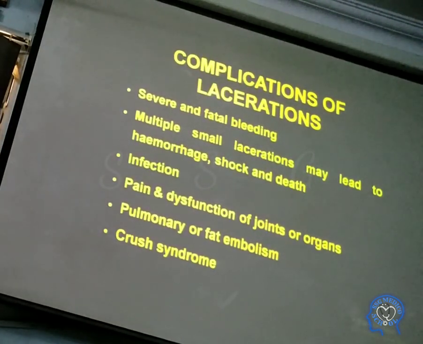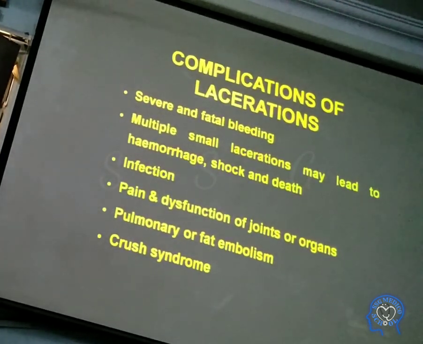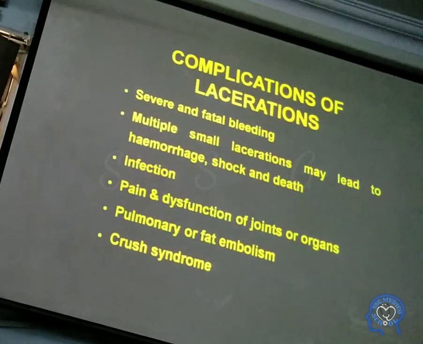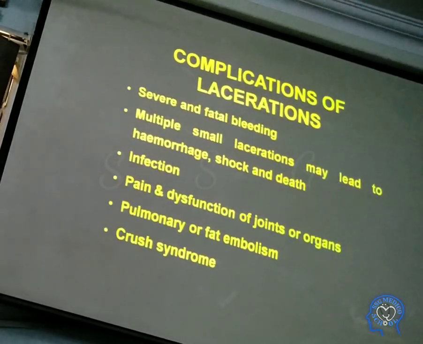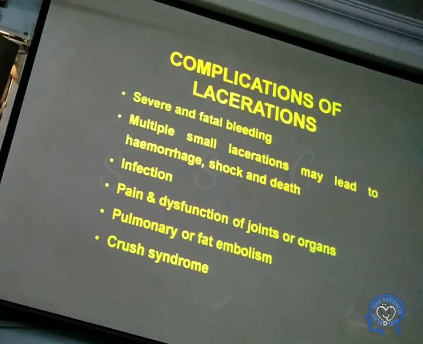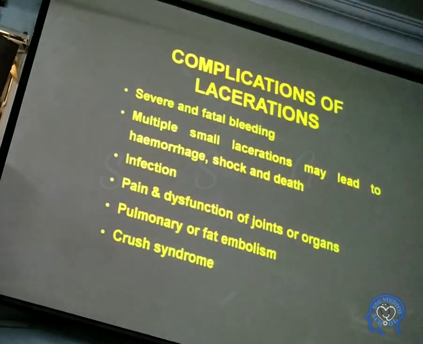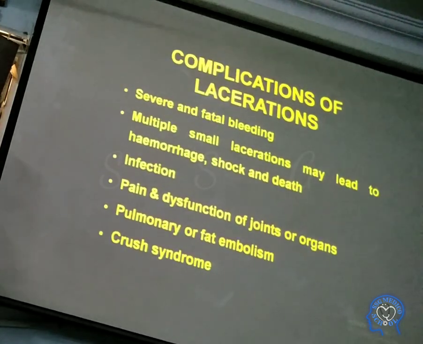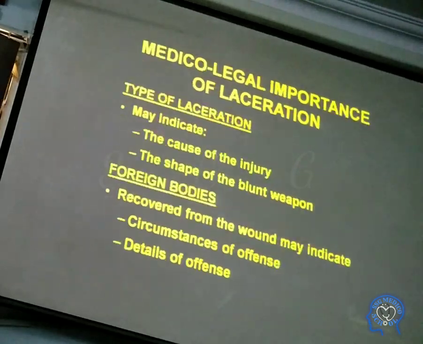Complication of laceration: severe bleeding. Even multiple small lacerations can cause hemorrhagic shock and death. Infection, dysfunction of joints, pulmonary or fat embolism, Kuch syndrome. There may be a cause of death due to the lacerated injury. Next.